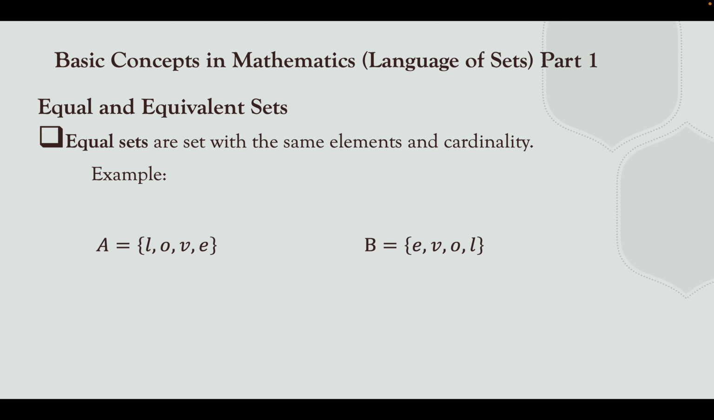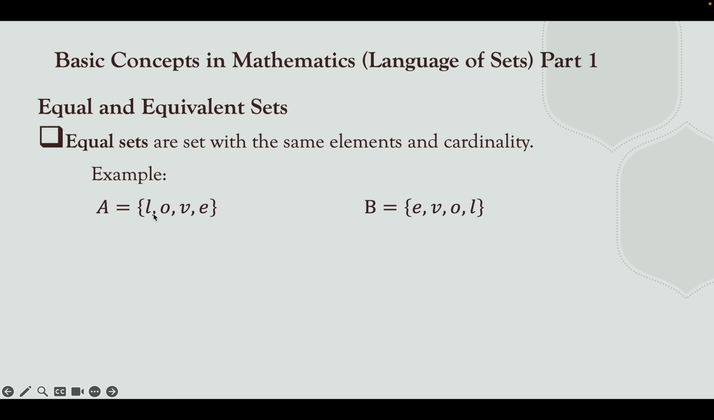So we have here an example. Set A, we have elements L, O, V, E. Set B, we have E, V, O, L. If you look at the given sets, they have the same elements L, O, V, E. And they have the same cardinality also. Set A, we have 1, 2, 3, 4 elements. Set B, we have 1, 2, 3, 4 elements. So that is an example of equal sets.